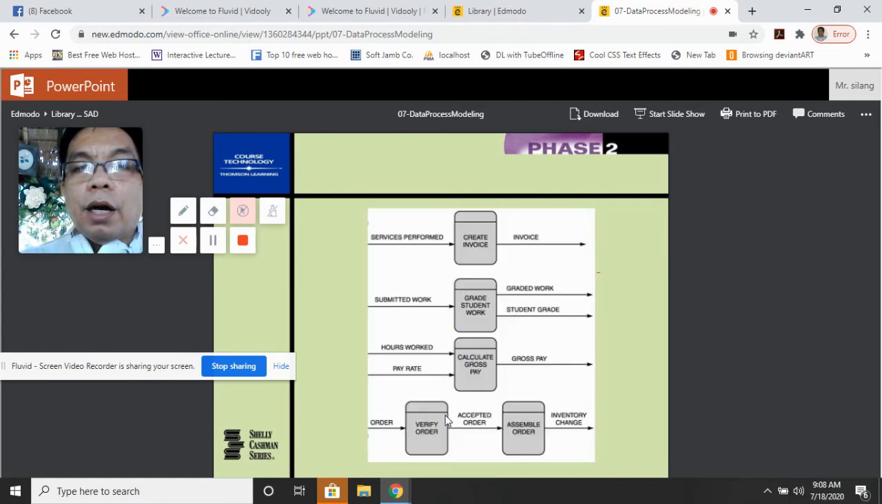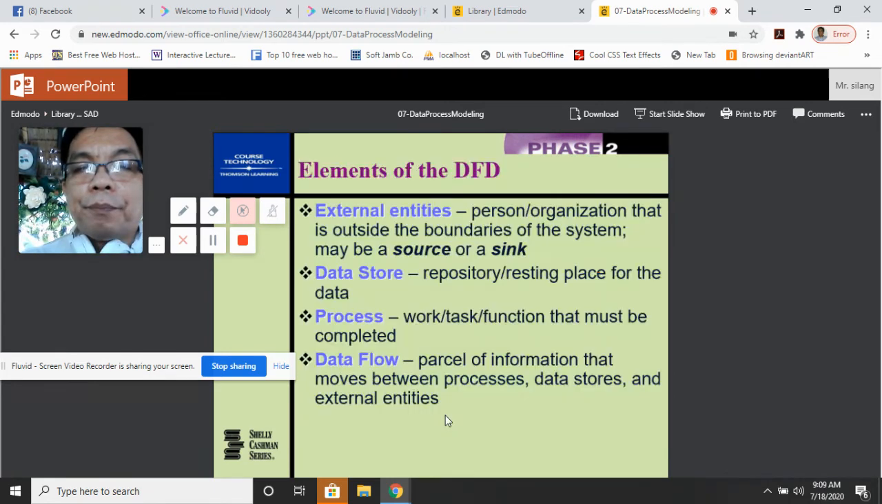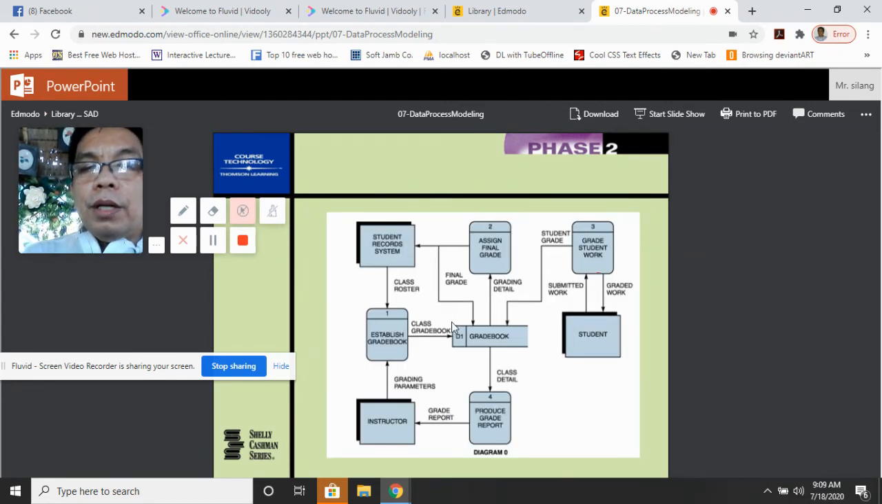Let's take a look at our previous example from last time. This one is a data store, a rectangle open on the right side. The name is a noun, a grade book. Sometimes you can also place an adjective. So again, these are processes, these are data flows, and this one is an example of a data store.